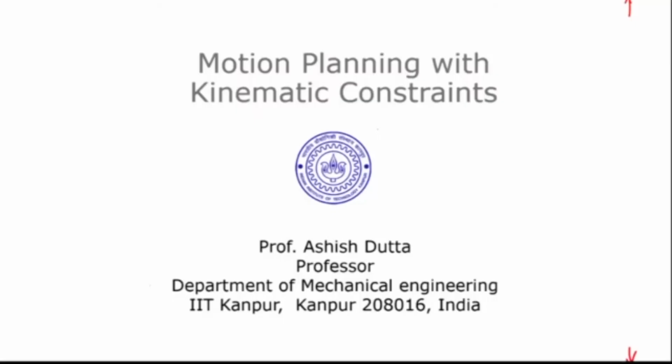Okay, so today what we'll look at is when we are going to the real world and there are robots which have kinematic constraints, then how do you do the path planning? Okay, so today's topic is path planning or motion planning with kinematic constraints. Now, kinematic constraints basically means there are some constraints to motion or to moving in a particular direction.